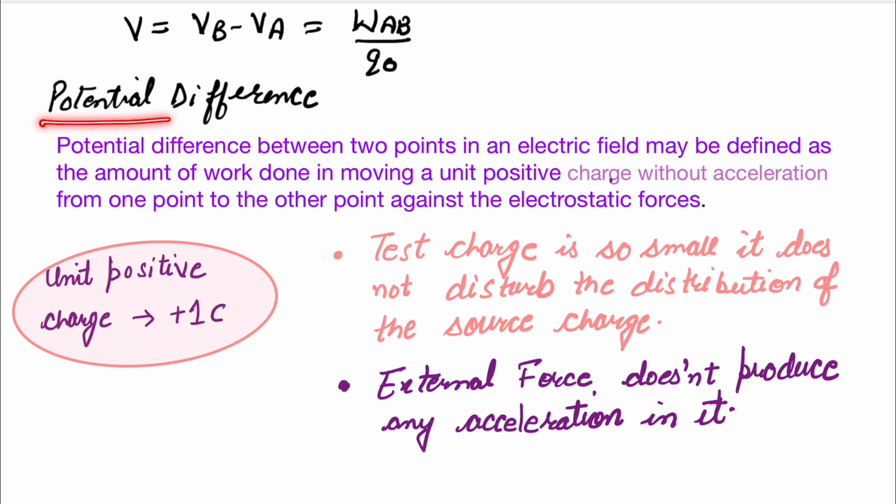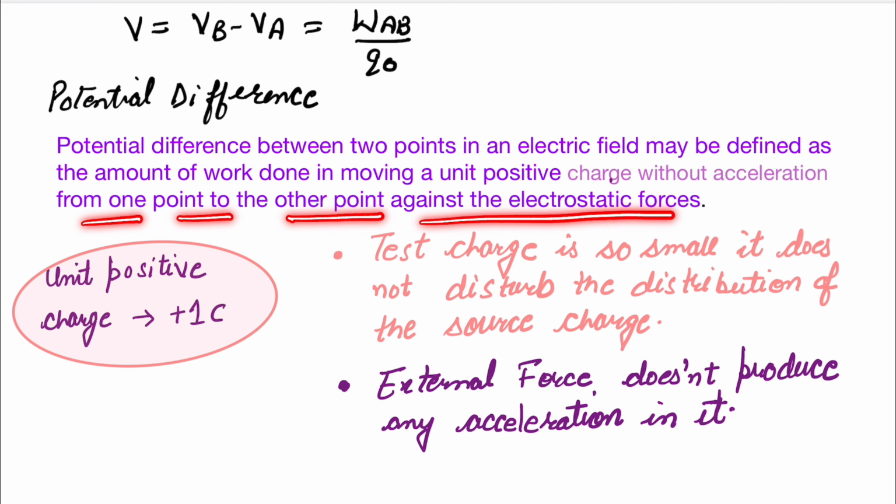So if the potential difference is to be defined, the definition is: potential difference between the 2 points in an electric field, that is, the electric field generated by the source charge, may be defined as the amount of work done in moving the unit positive charge without accelerating from one point to another point against the electrostatic force. Because both the charges are positive, the repulsive electrostatic force is present over there.